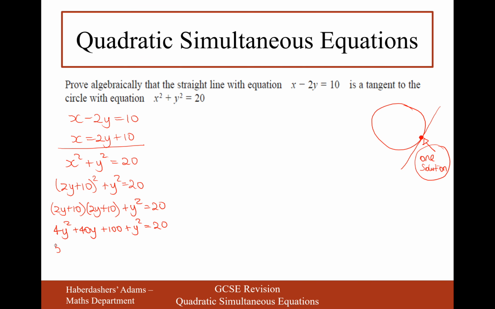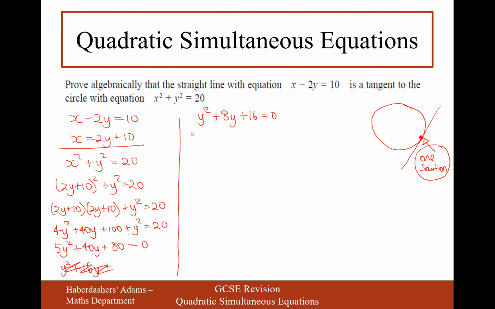The next thing we'll do is we'll simplify 5y squared plus 40y plus 100, but then take away the 20 onto the left hand side, because when we solve simultaneous equations everything must be on the same side, and then divide through by 5, because I've spotted that all the numbers can be divided by 5. I get y squared plus 8y plus 16. There we are, that's better.